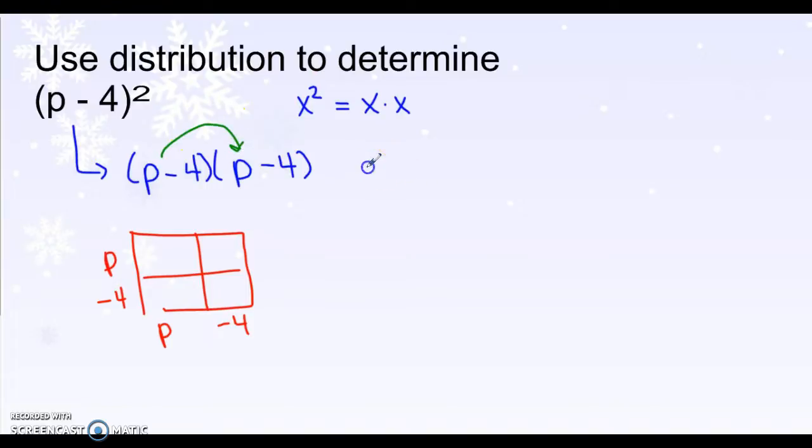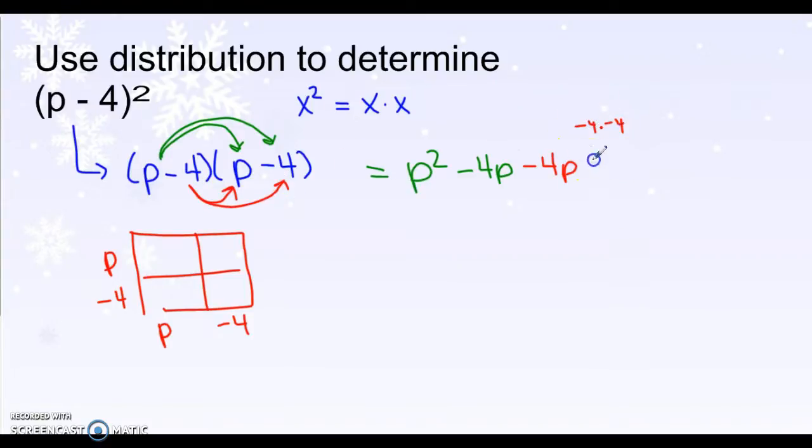P times p, p times negative 4, negative 4 times p, and negative 4 times a negative 4. And a negative times a negative becomes a positive. Area models will result in the exact same terms. We have like terms from our negative 4p and our negative 4p. Negative 4 minus 4 is negative 8.